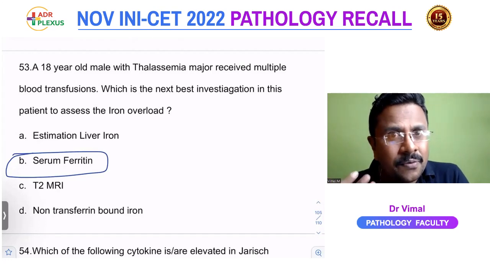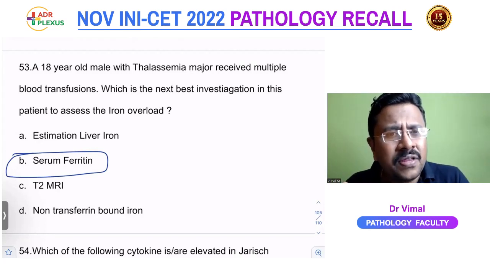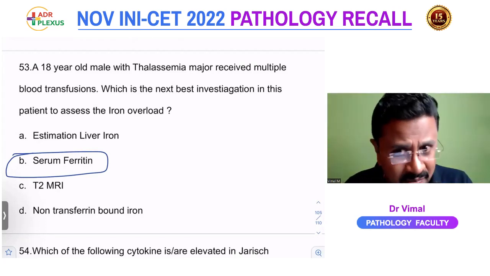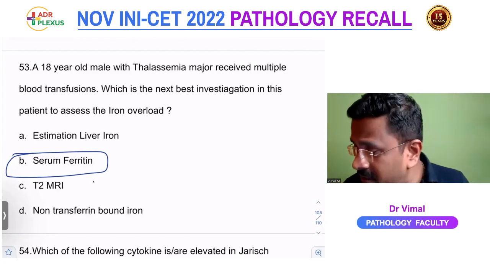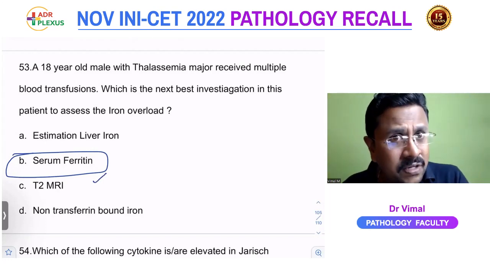So instead of a biopsy, a biochemical estimation of serum ferritin, that is the storage form of the iron, will give you a lot of clues rather than going in for the estimation of the liver iron. Yes, I agree. Liver iron can also estimate iron overload, and your newer investigation, that is the T2 MRI, can also estimate the iron overload.